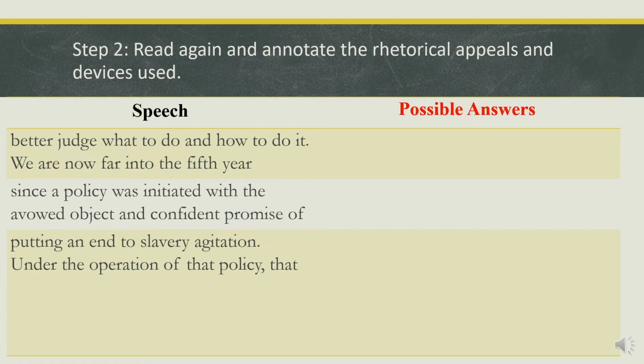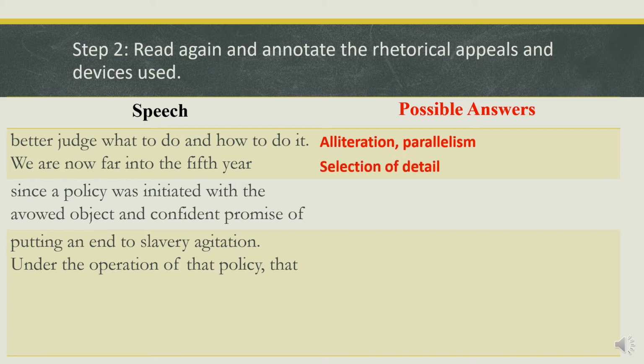We could better judge what to do and how to do it. Did you hear the alliteration that Lincoln uses in to do, how to do, by repeating the O sound? And did you hear the parallelism, what to do and how to do it? Both of these will create a rhythm for Lincoln's speech. He also is showing that he has a clear plan to move the nation forward.